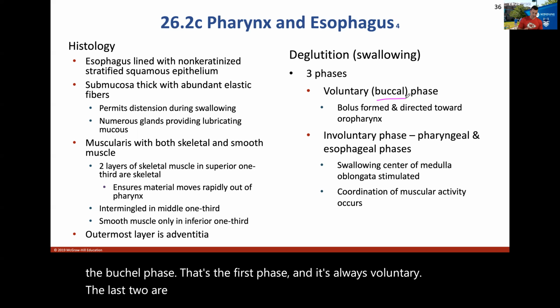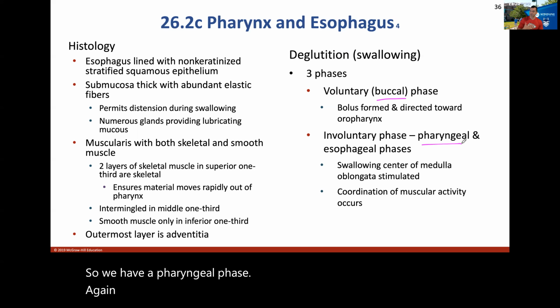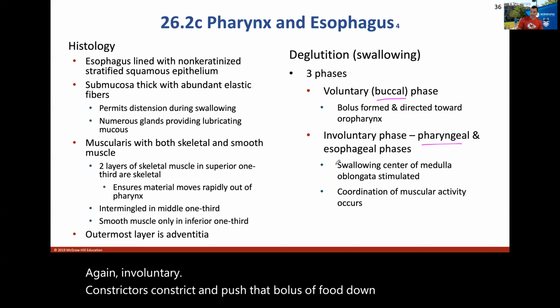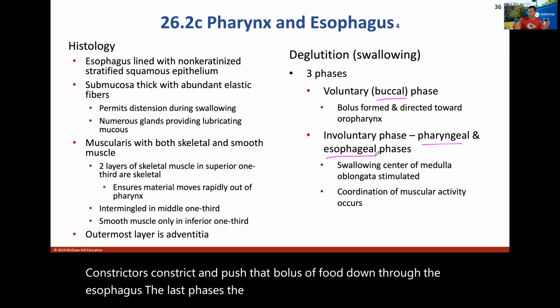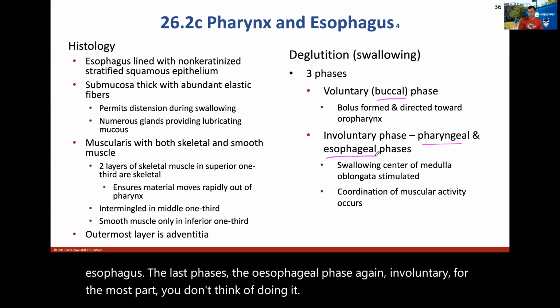You have from the mouth to the pharynx. So we have a pharyngeal phase. Again, involuntary. Constrictors constrict and push that bolus of food down towards the esophagus. The last phase is the esophageal phase. Again, involuntary for the most part. You don't think of doing it unless you've done something stupid and swallowed some poison.